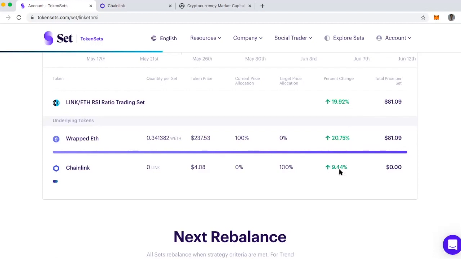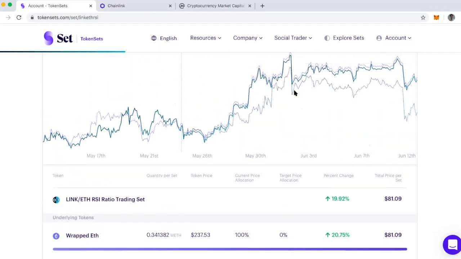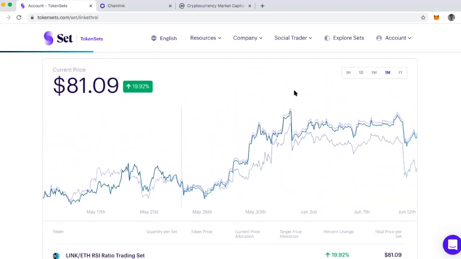So if you think back to a month ago, if someone had sold Link into Ether or deposited that Link into this set, they would be up an extra 10%. So this set has outperformed Link by 10% over the last month. This is good because the point of all of this again is to outperform simply holding a token. But again, if we go back 3 months, it's a different story.